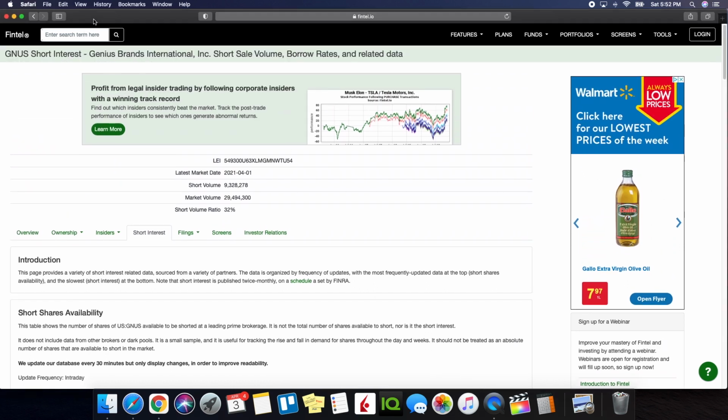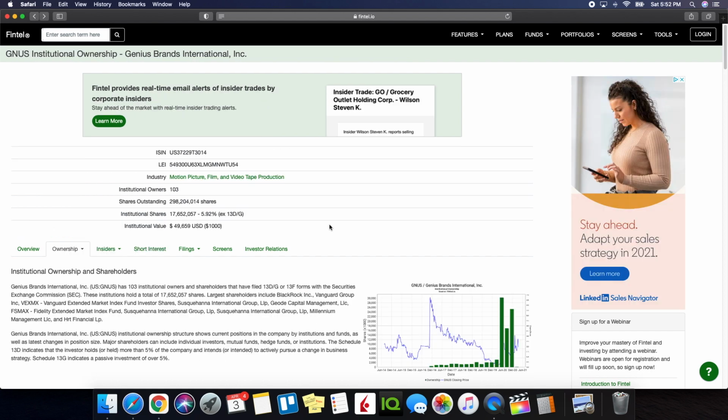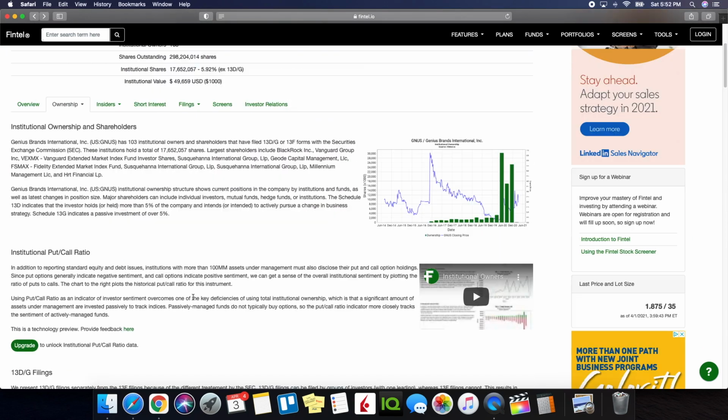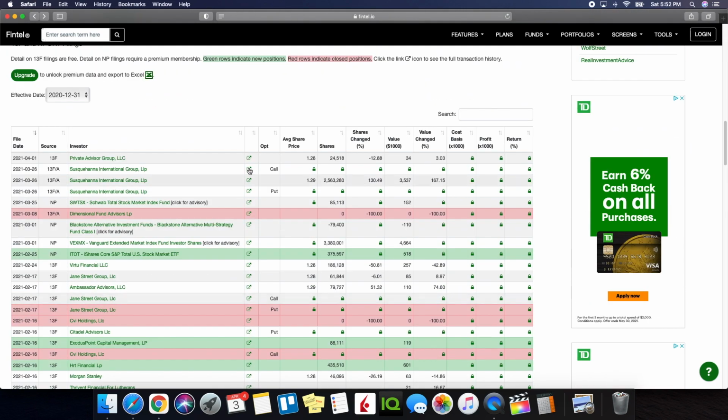Also, let's take a look at the institutional ownership. So we're now taking a look at the institutional ownership for GNUS Brands. You can see as far as overall, institutional owners amount up to 103. So if we scroll down on the page, we're going to take a look at what's been going down recently. Green rows indicate new positions while red rows indicate closed positions. So definitely a good amount of closed positions that we're seeing here.